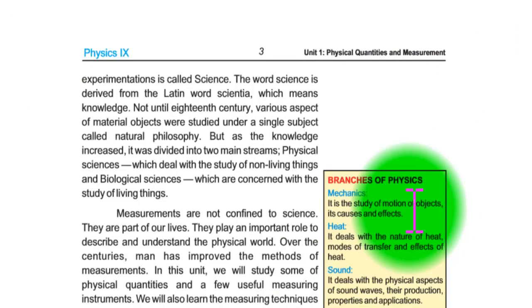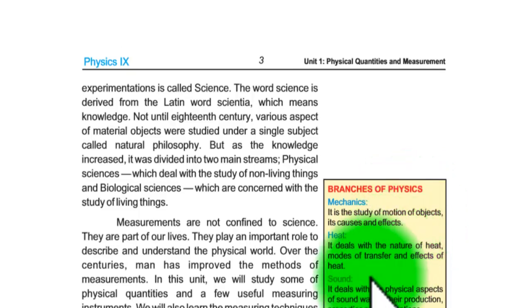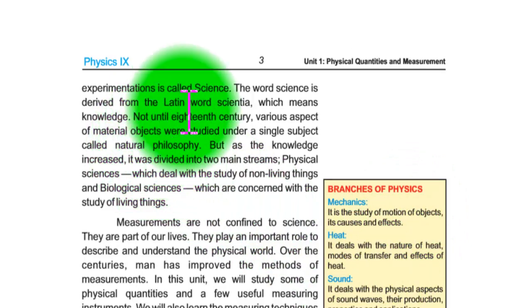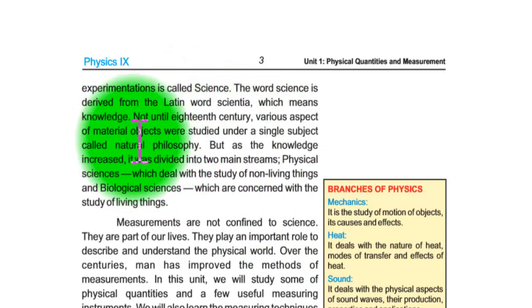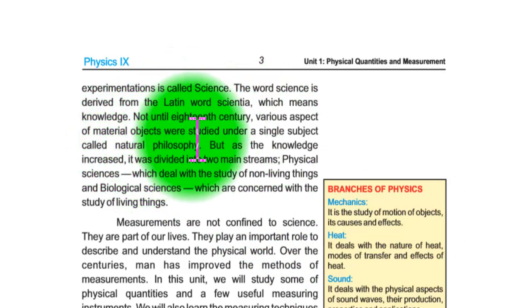So the next topic: experiment is called science. So we can use an experiment, but they can also be called experiments. So this is also called science. The word science is derived from the Latin word scientia, which means knowledge. Until a century ago, material objects and aspects of nature were studied under a single subject called natural philosophy.